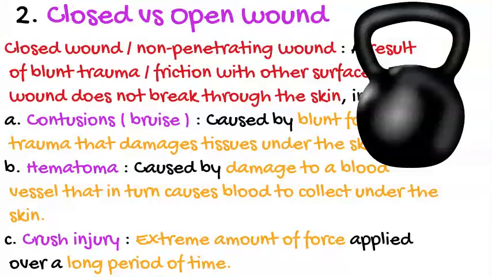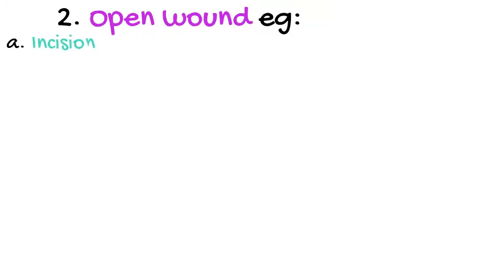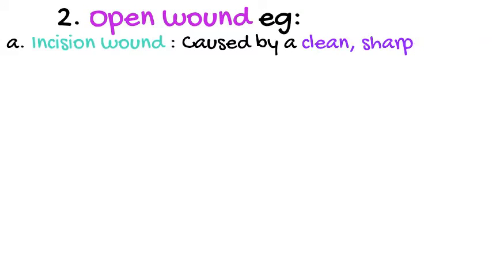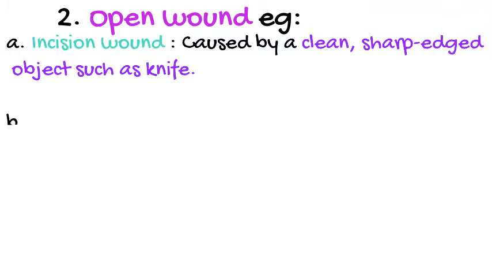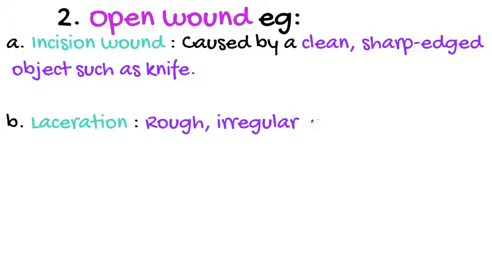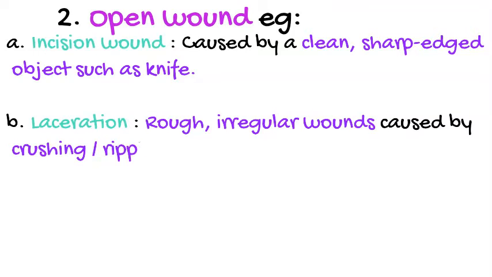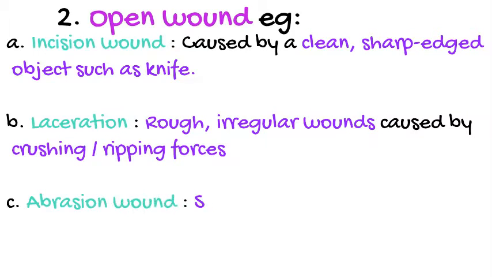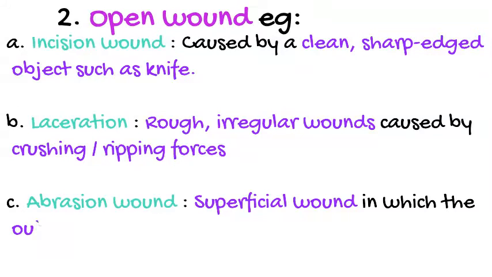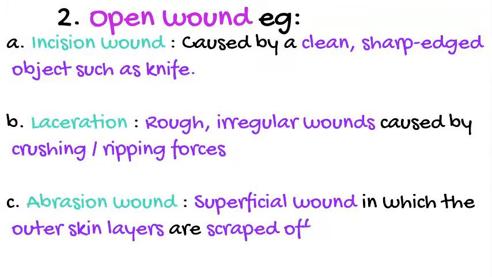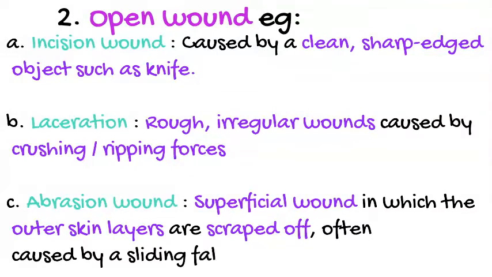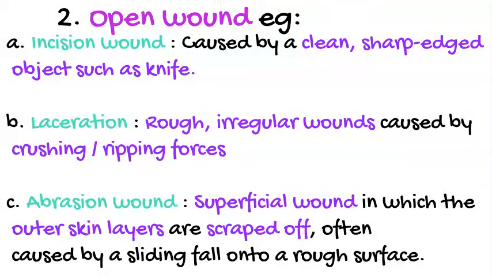It is a closed wound that occurs due to an extreme amount of force applied to the limb over a long period of time. For an open wound, examples include A. Incision wound. It is a wound that is caused by a clean, sharp-edged object such as a knife. B. For laceration wound, it is a rough, irregular wound that is caused by a crushing or ripping force.